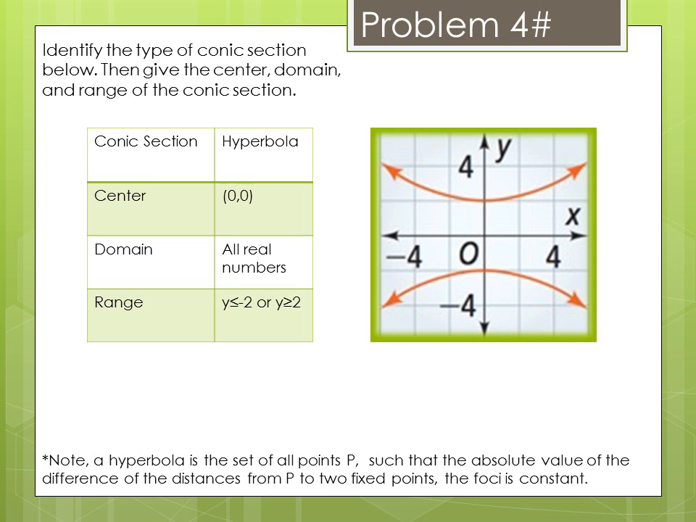And for the last one of these type of problems, you can tell it's going to be a hyperbola, whose center is also at the origin, so it's 0, 0. The domain is going to include all real numbers, and the range is going to be at y is less than -2, or at y is greater than 2.